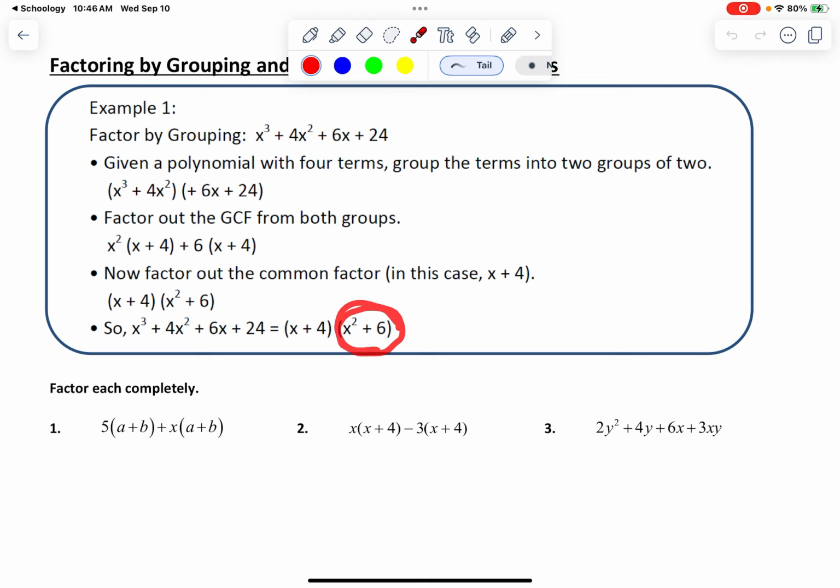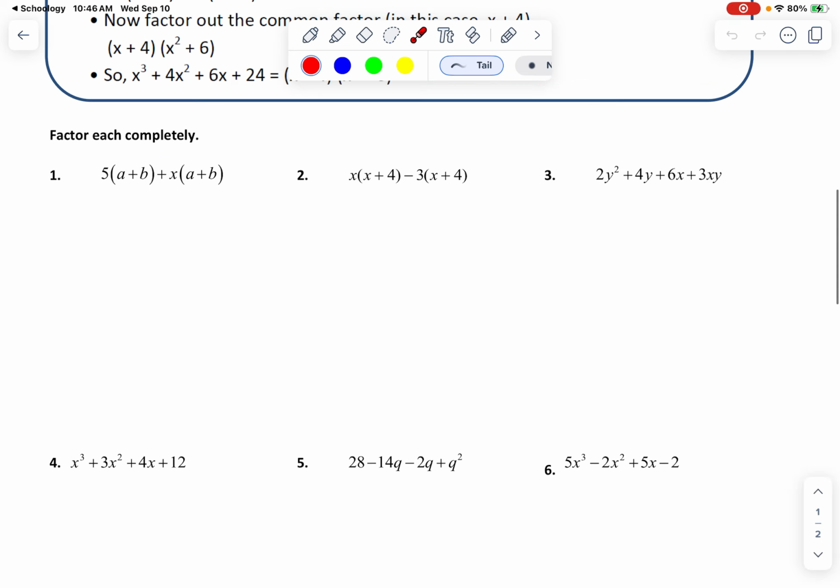You're always gonna check any quadratic to see if it's still factorable. In this case, this is not factorable because the only two-term factoring we know is a difference of squares, and that's a sum of not squares. Okay, so let's go ahead and try some examples. We'll do the first four together, and then you can try the last two on your own. The last two are a little bit more challenging, but it's good to challenge yourself.